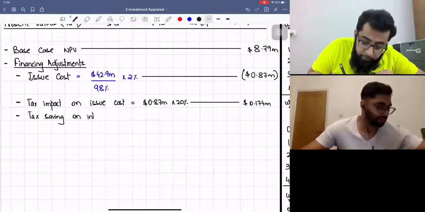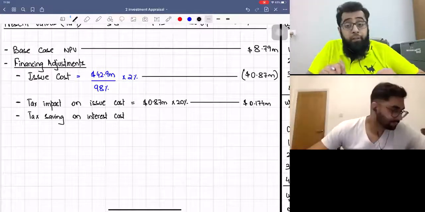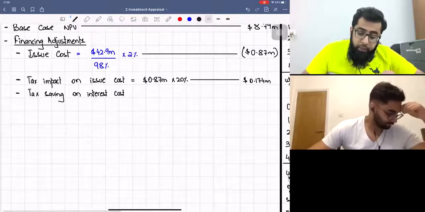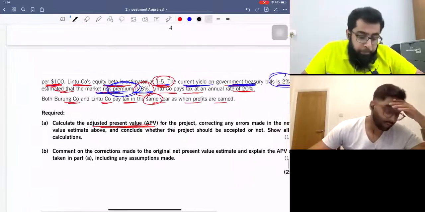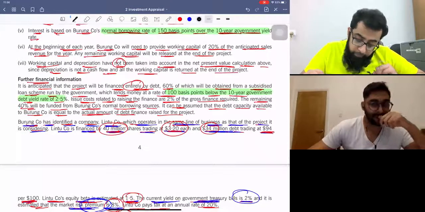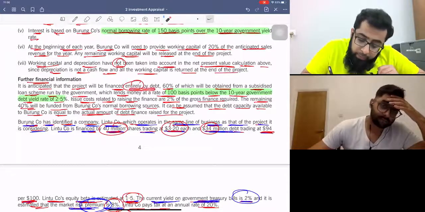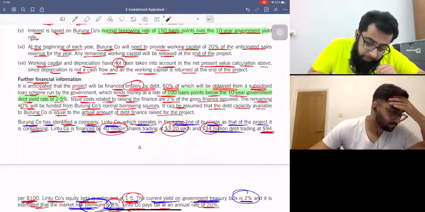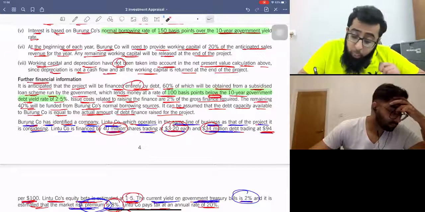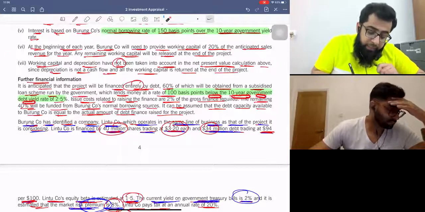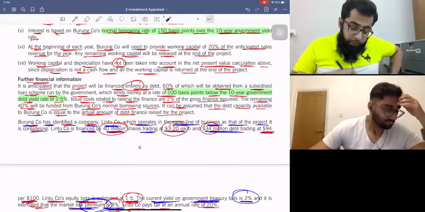This was a bit tricky, wasn't it? Okay, let's look at it. Tax saving on interest cost. When we talk about it, how much is the borrowing ratio? It was 60-40. 60% of which will be obtained from a subsidized loan scheme run by the government, which lends 100 basis points below the 10-year government debt yield of 2.5%.